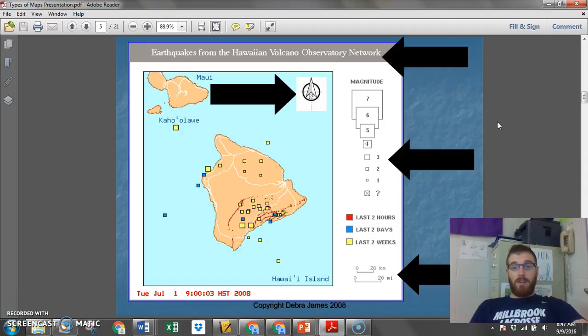On this map you can see all four things that we just talked about listed. Here is the title. Here is the compass rose. You can see it pointing north. Okay. Here is the scale down here, and here is the map legend, which tells you specifically for this map the size of the square in relation to the magnitude of the earthquake.